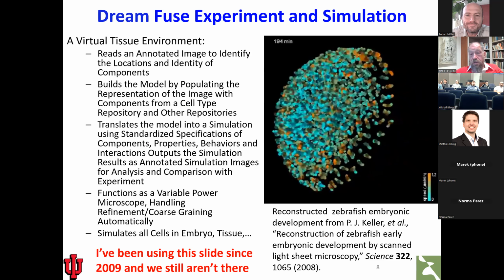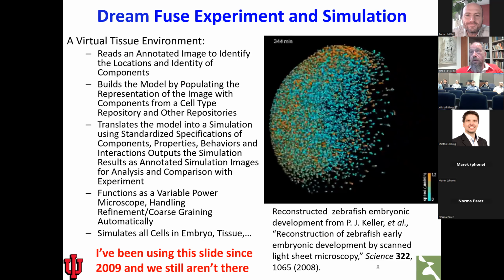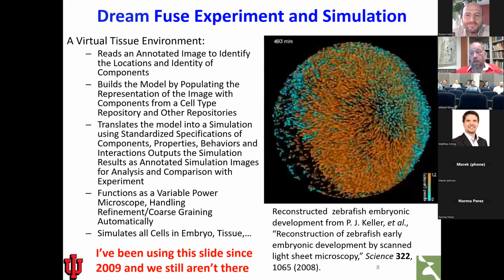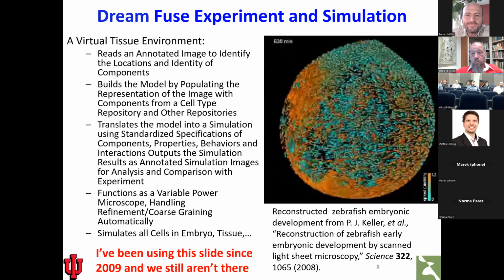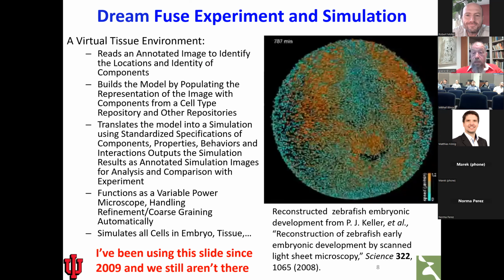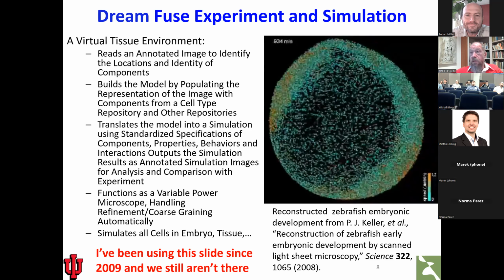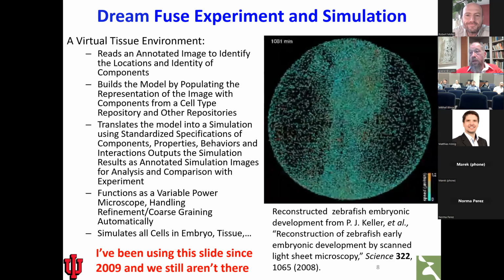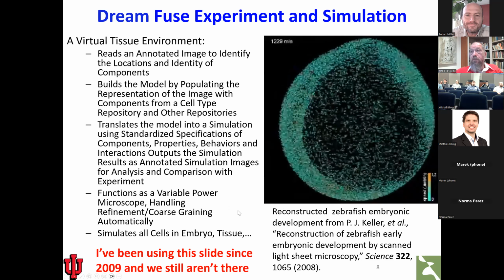I've been showing this slide now since 2009. We still haven't made it there. I've had a dream for a long time that you would be able to take an experimental image, in this case a famous experimental movie from 2008 of the cells in a developing zebrafish, and be able to annotate that movie and make a simulation by annotation of an experimental image that could then run and register with the experiment. I think it's worth asking the question, what would it take to be able to deliver that?